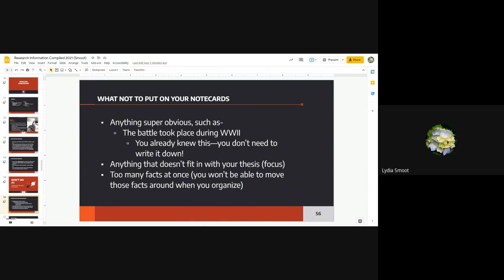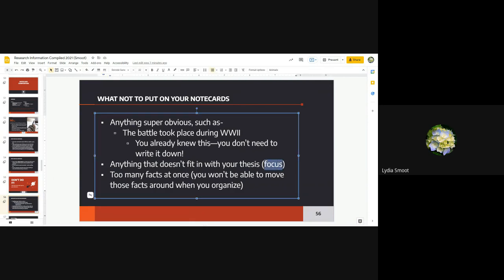You don't need to put anything on note cards that doesn't fit with your thesis, or in our case, more of our focuses with our subtopics. And you don't need to have too many facts at once. You'll be able to move around or organize them better. So only one fact per note card.